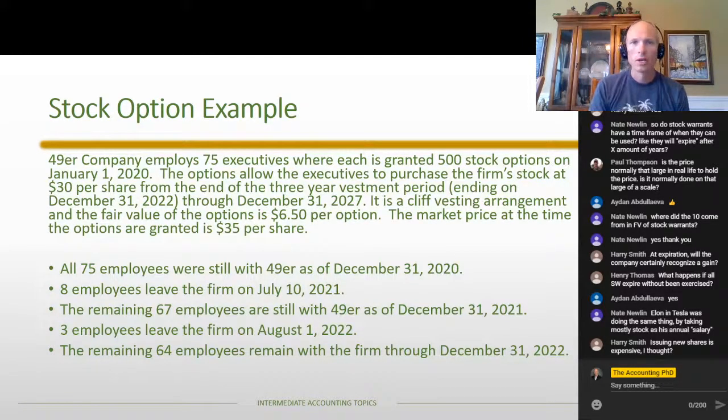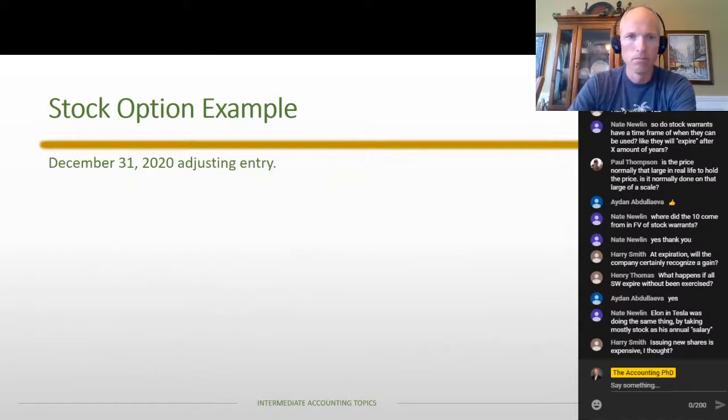Technically speaking, as soon as the employee starts working, now something of economic consequence has happened, because now they've started to earn those stock options. So again, as I said before, theoretically, I could start recording the compensation expense every second of every day, but as a practical matter, we're going to wait till the fiscal year end to accrue it. And so our first entry is the December 31st, 2020 adjusting entry.